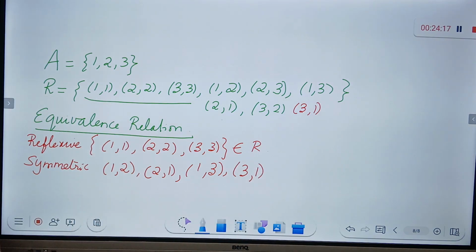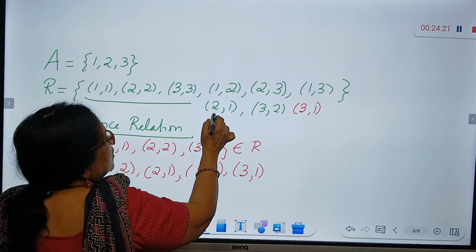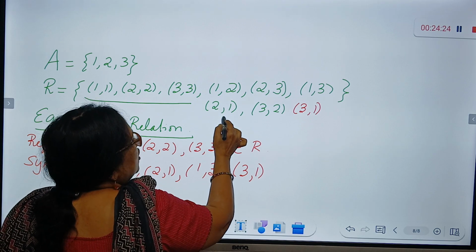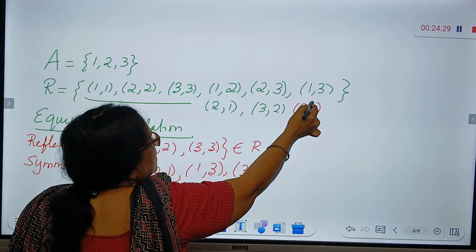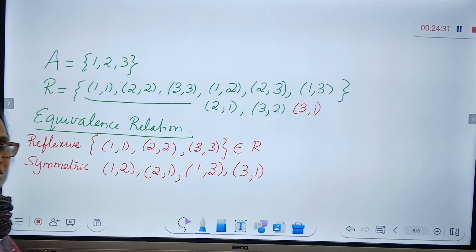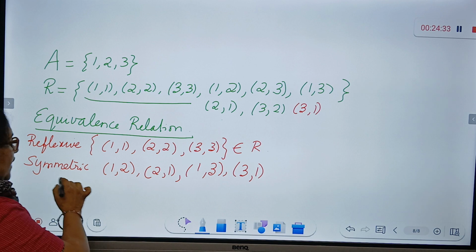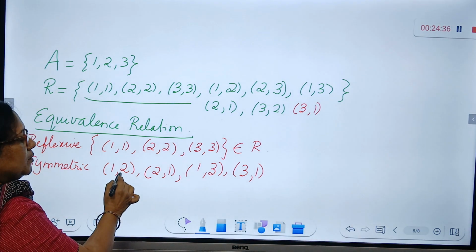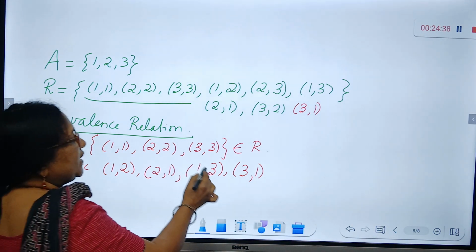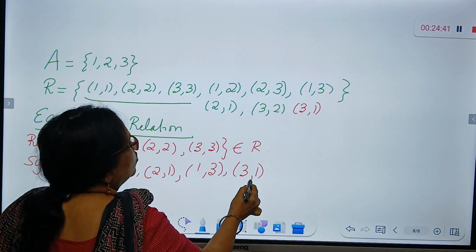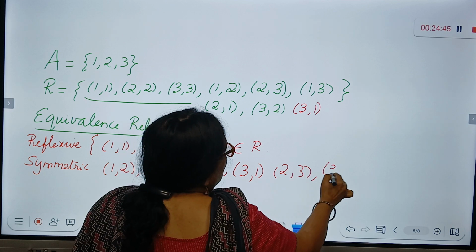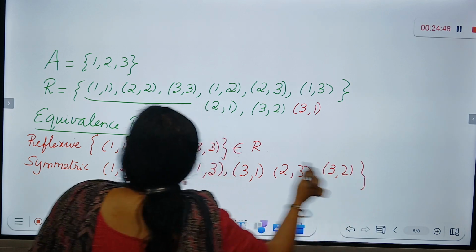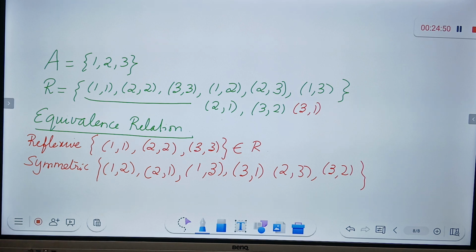Okay, so I am trying to make a relation which is an equivalence relation. If I have 1 comma 2, it implies 2 comma 1 also belongs to R. If I have 2 comma 3, 3 comma 2 also belongs to R. If I have 1 comma 3, 3 comma 1 also belongs to R. Therefore, it is symmetric. 1 is related to 2 implies 2 is related to 1. 1 is related to 3 implies 3 is related to 1. It also has 2 comma 3 and 3 comma 2. So because of this, this is a symmetric relation.